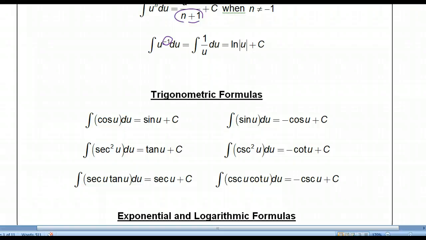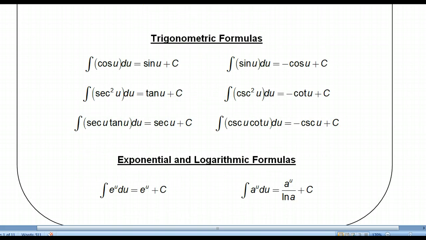There's one where you have to use ln. It's ln because then you put 1 over u to the 1, and that just is ln. That's just like the derivative of regular ln. So remember, if you take the derivative of this, you get 1 over u. Remember, it's the antiderivative, so we're working backwards.